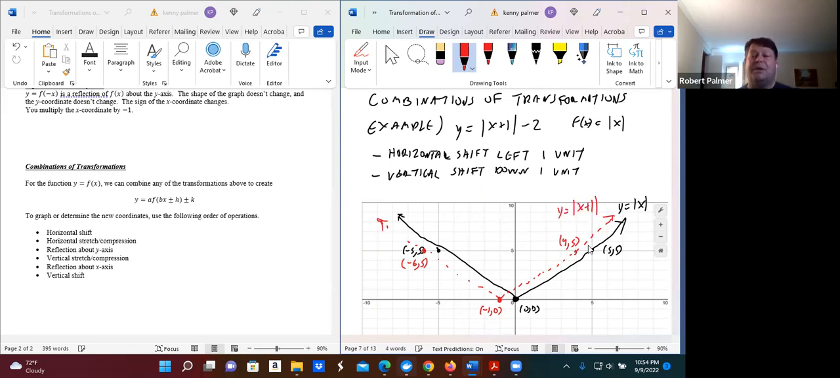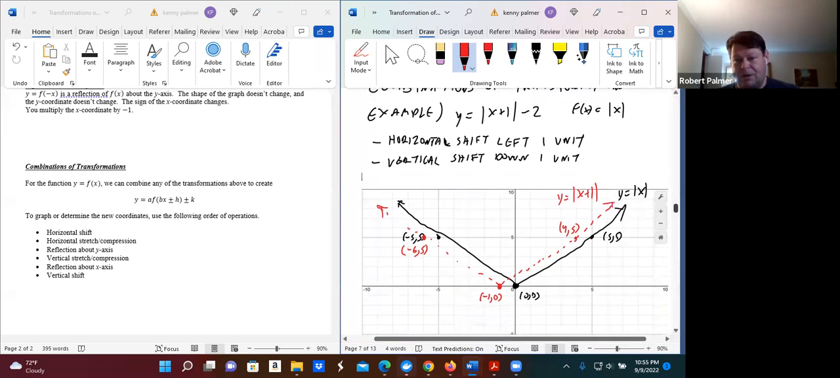What this helps us to do then, now we just have to do one more thing. We need to now take the red graph and shift it down 2. That will give us our final graph. Let's do that. So once again, from the red graph, a vertical shift doesn't change our x coordinates, but it changes our y coordinates. We're going to subtract 2 from all our y coordinates. At this point, negative 1, 0 will go down to negative 1, negative 2.